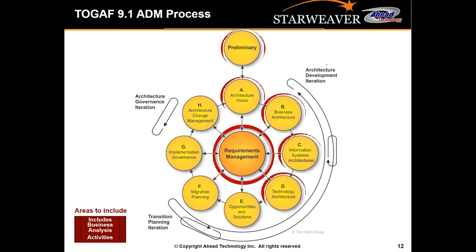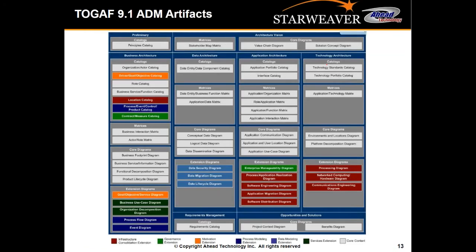You also have 4 cycles in the ADM. One cycle is what we call the development cycle. Another one is the transition planning cycle. Another one is a governance cycle. And one that is not documented on the screen is between preliminary and vision, which is what we call capability cycle. So before you engage in any sort of architecture, you have to assess your architecture capabilities and whether you have the ability to absorb the project, right? So something to keep in mind.